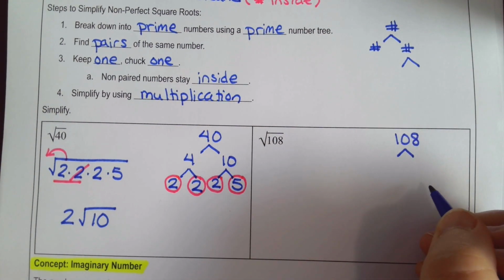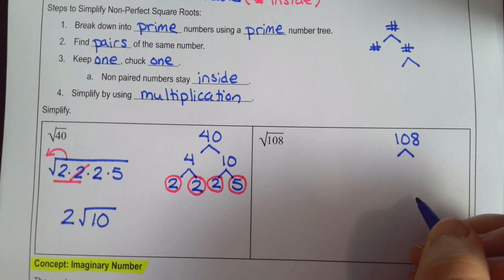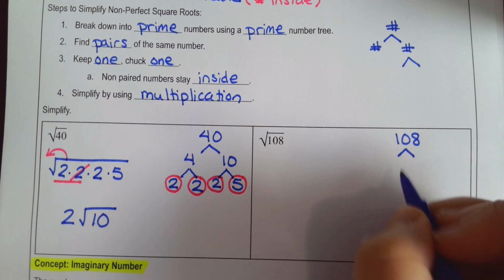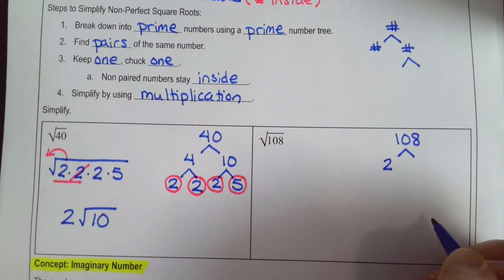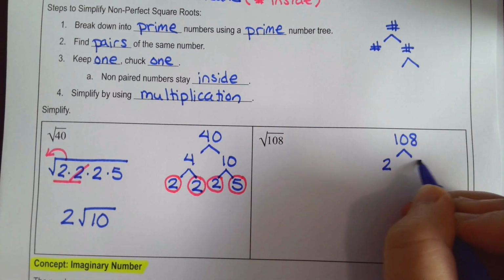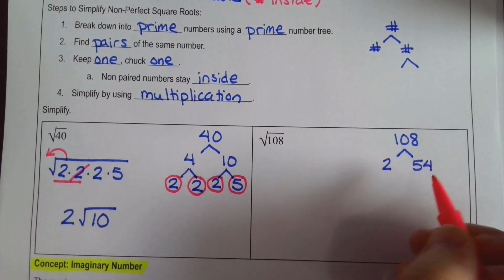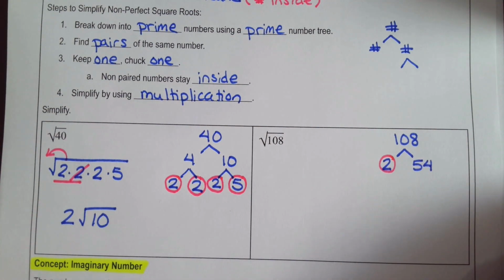Now, when in doubt, if you don't know where to start, this is an even number. What do we know about even numbers? They can be divided by 2. So when in doubt, try 2. We can circle this guy. Now we can break down 54.